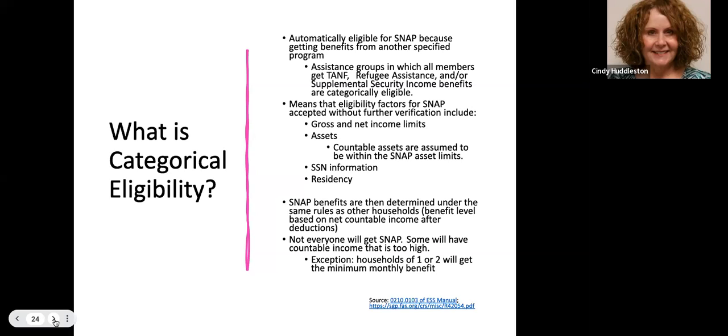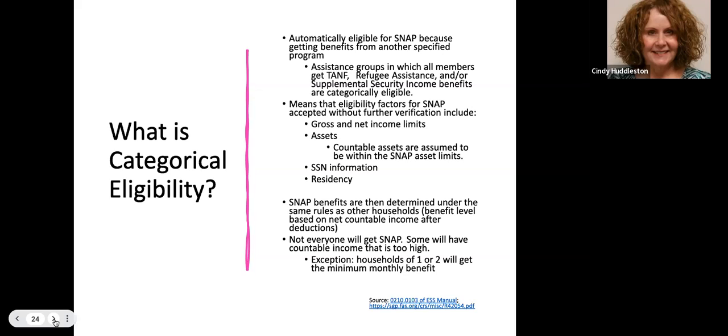So the bottom line is, while the household may be categorically eligible because they're getting TANF or SSI or refugee assistance, its net countable income may be too high to actually receive a monthly SNAP benefit. And so remember that just because a household is categorically eligible does not mean that they will actually get SNAP.